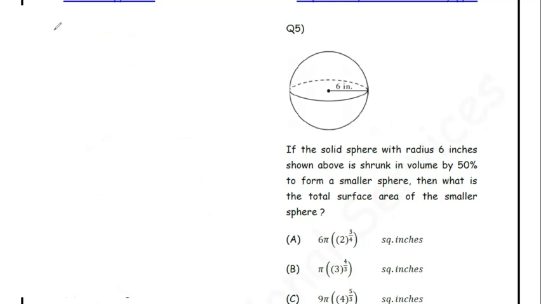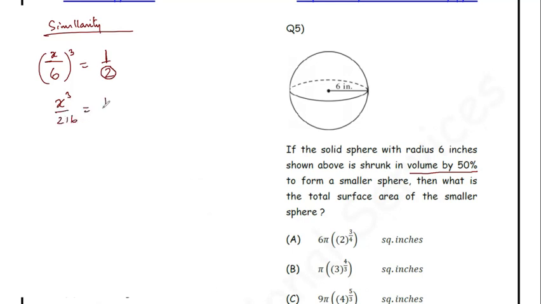So using the similarity concept, we know that the radius of the smaller sphere, x let's put it that way, and the radius of the bigger one, if I cube it, then I'll get the ratio of the volumes, which is 1 is to 2. Why 1 is to 2? Because it shrunk by 50%. So if the original volume was 2, then half of it will be shrunk by 50%, right? Correct. So now solving this, x cube upon 216 is equal to 1 by 2.